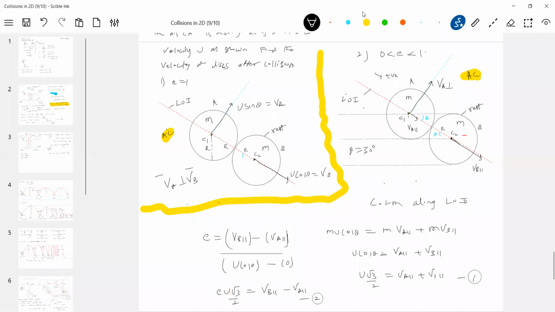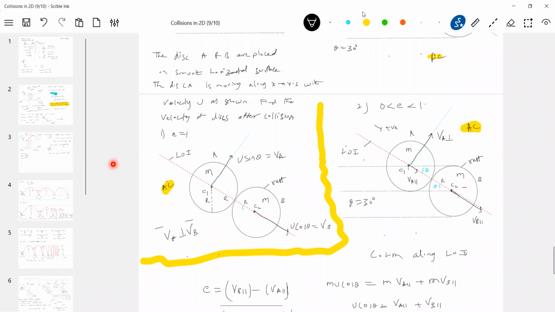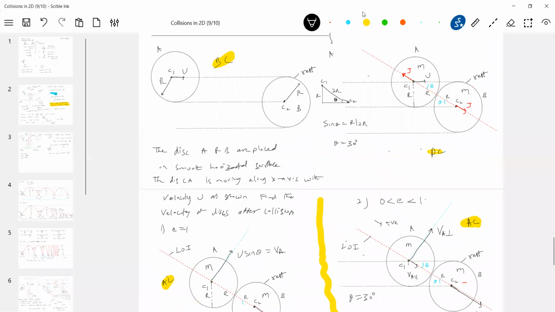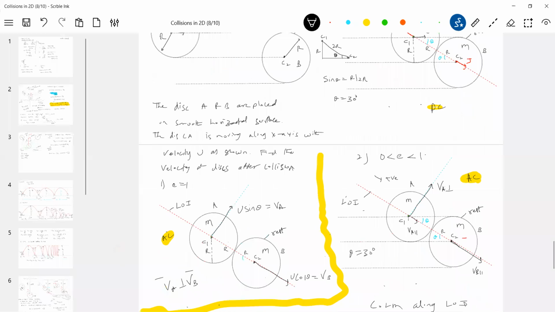How to calculate VA perpendicular? Anybody? It should be u sin theta only, because how will the impulse act? The impulse will act along the line of impact, no? So u sin theta must remain the same. So what should be VA perpendicular? VA perpendicular must be equal to u sin theta.